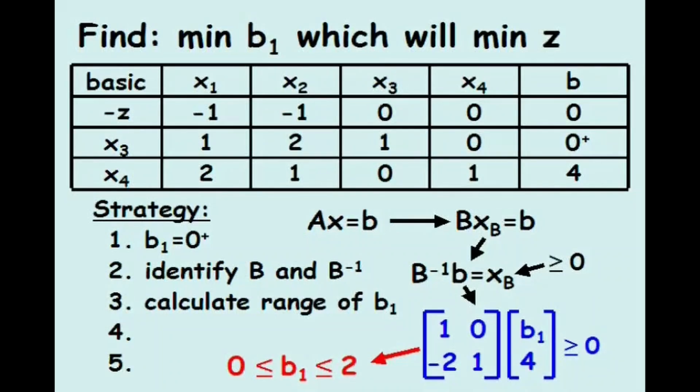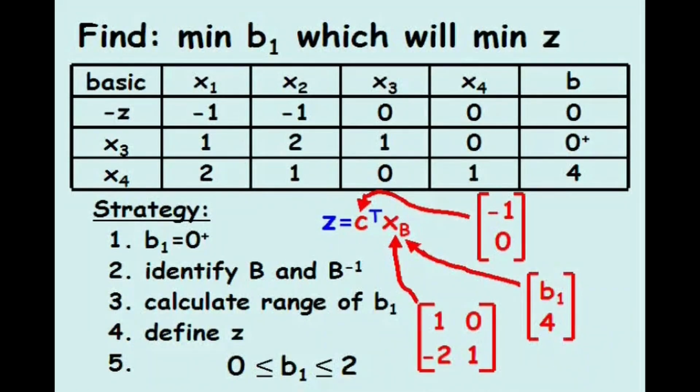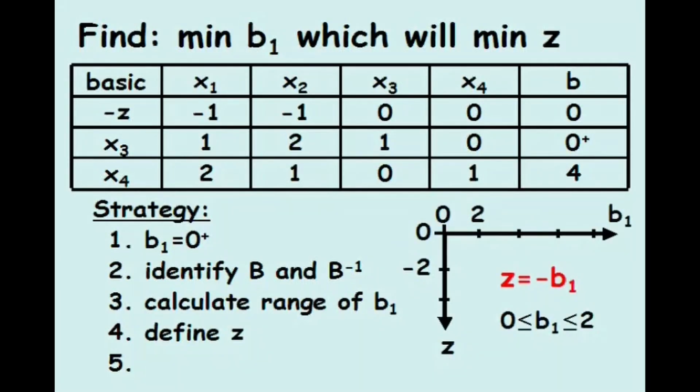Step 4 is to define the function z for this given range of b1 values. The objective function value z equals c transpose x, which can be reduced to c transpose xB. Plugging in the appropriate values, z computes to minus b1. When plotted over the range of 0 to 2 for b1, the value of z slopes down from 0 to negative 2.